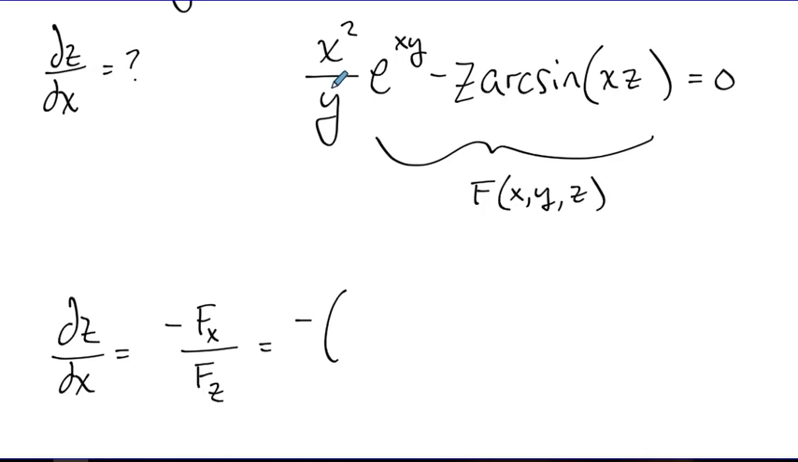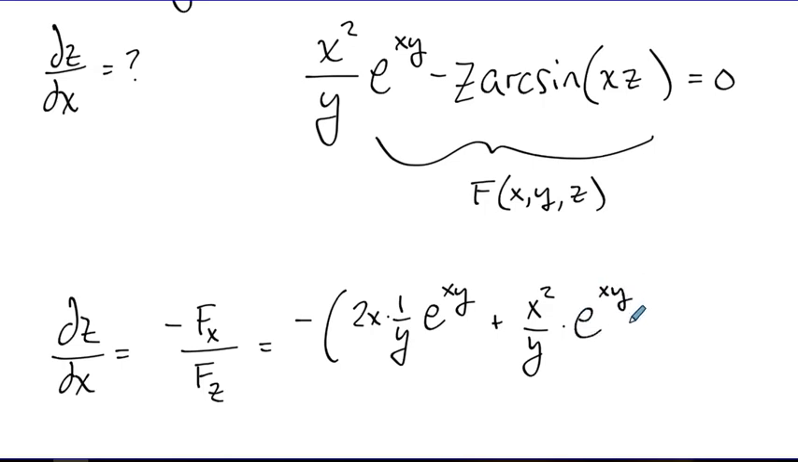So a derivative of the x squared over y with respect to x is going to be 2x times the 1 over y factor times the e to the xy that's just there as the second part of the product rule, plus now the x squared over y, that's the first part of the product rule, times the derivative of e to the xy with respect to x. And now the derivative of this xy product with respect to x gives me this extra factor of y.